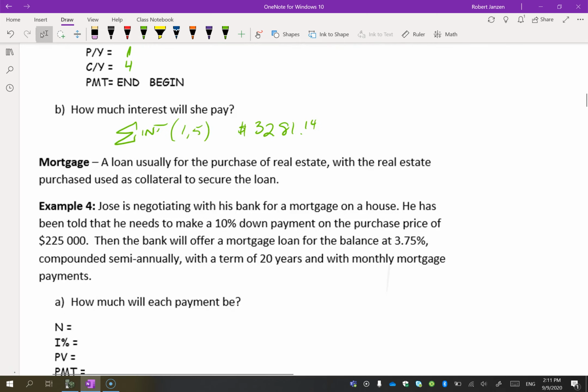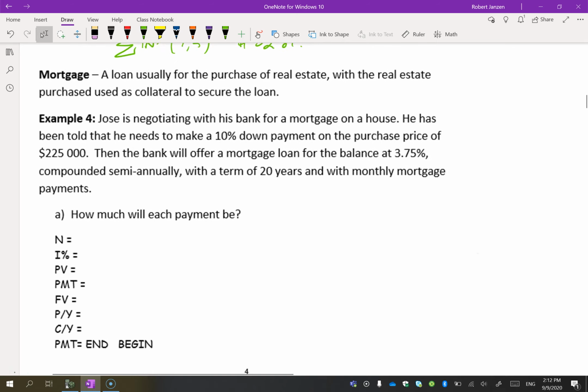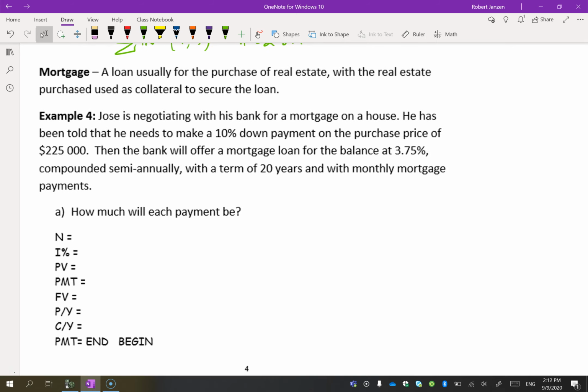Okay, so next let's get into a mortgage. This is big because a lot of people eventually want to buy a house. Okay, a mortgage is a loan used to purchase real estate, with the real estate purchased used as collateral to secure the loan. Okay. So let's try this question. Jose is negotiating with his bank for a mortgage on a house. He has been told that he needs to make a 10% down payment on the purchase price of $225,000.